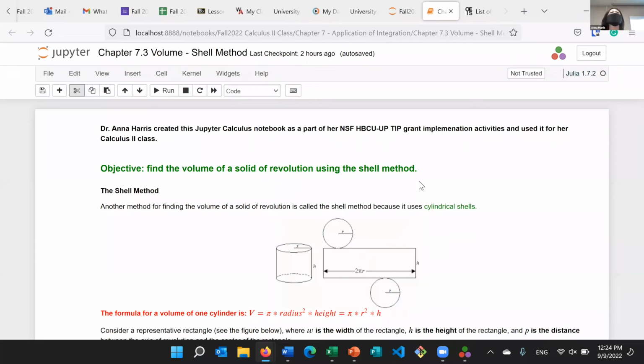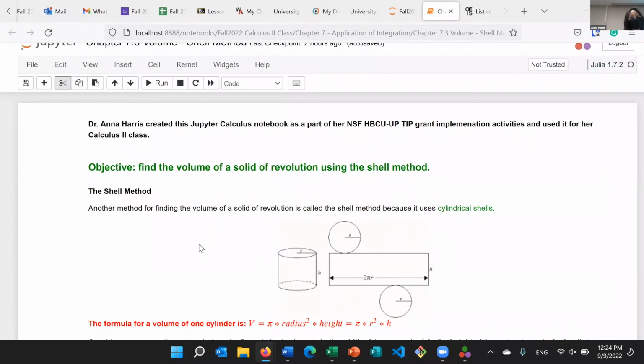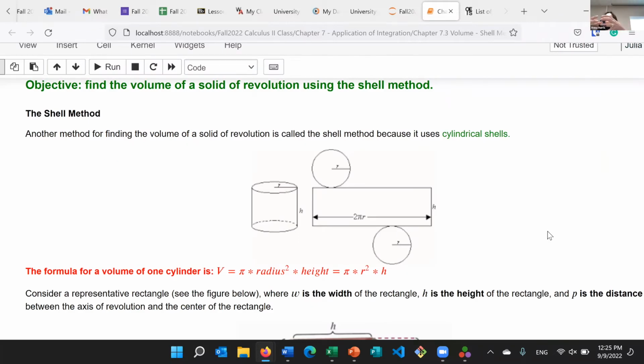So the shell method is another way to find the volume. Are you with me, class? Another way to find the volume. A shell is like a cylinder. Okay, it's like a two-cylinder. Okay, so this is a cylinder. Just looking at this cylinder.